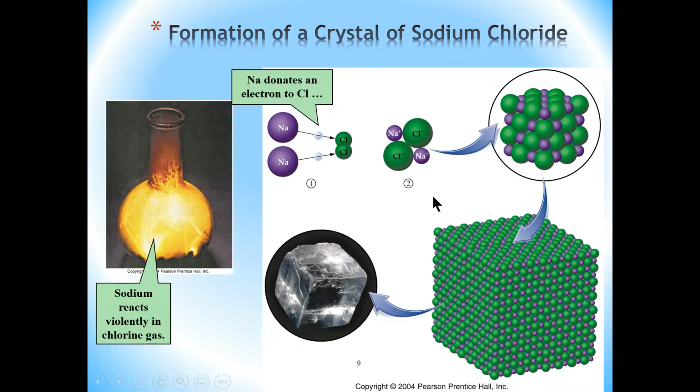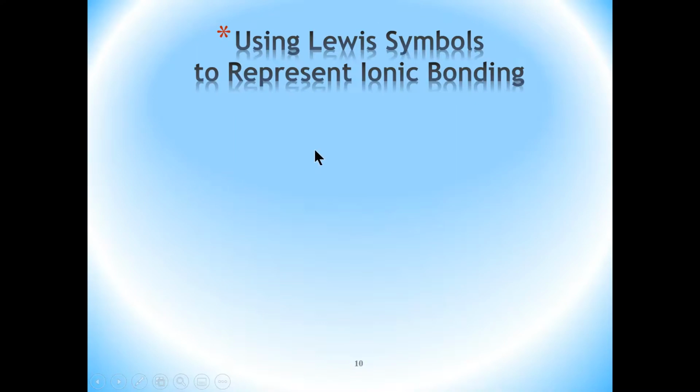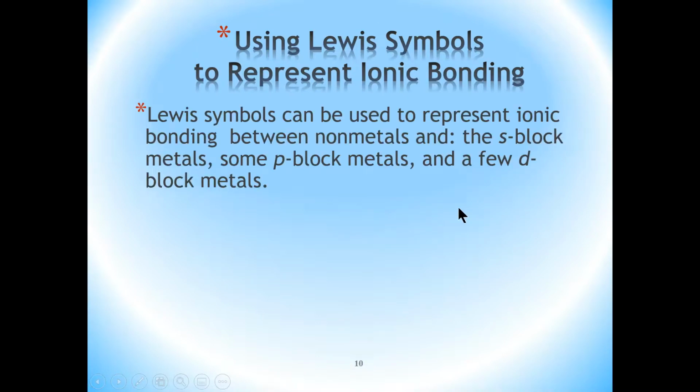Okay, so let me just skip all this here and talk about how we use Lewis symbols to represent what is happening in ionic bonding. Lewis symbols can be used to represent ionic bonding between nonmetals and certain metals, namely all the elements of the S block region of the periodic table, some of the P block elements, and very few of the D block elements.